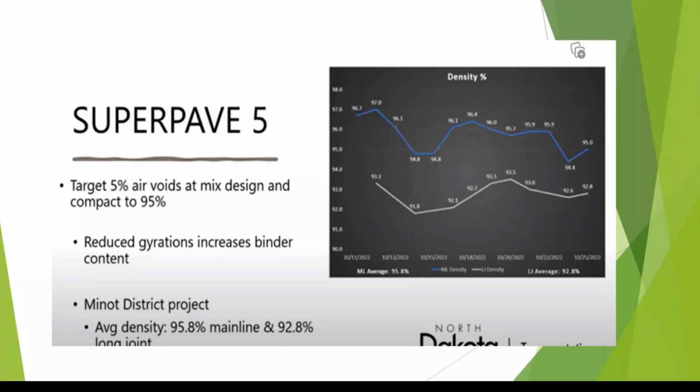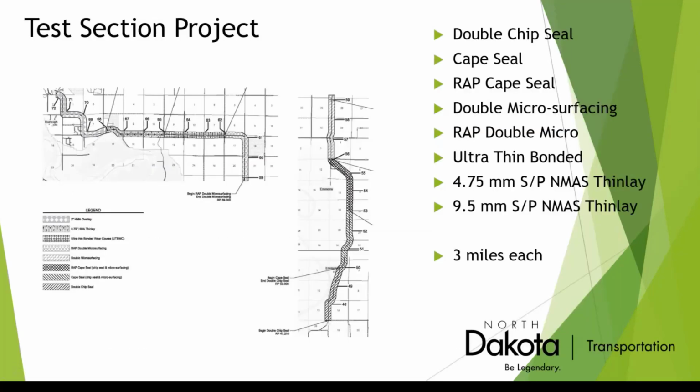And so I'm not sure it's the answer, but I'm not sure I have enough data or smarts to tell you that. But I'm just showing you the numbers here. When you looked at the average mainline density, the blue line here, this is off the Minot job in the year before, compared to the average. This is the mainline density, and this is the longitudinal joint density here. So on that particular Minot job, the mainline average was 95.5. So I just throw that out there.